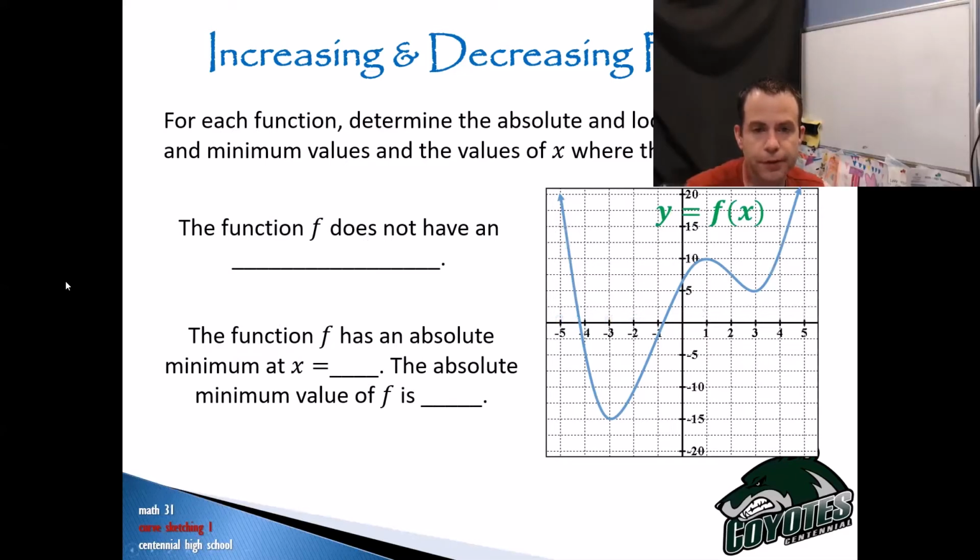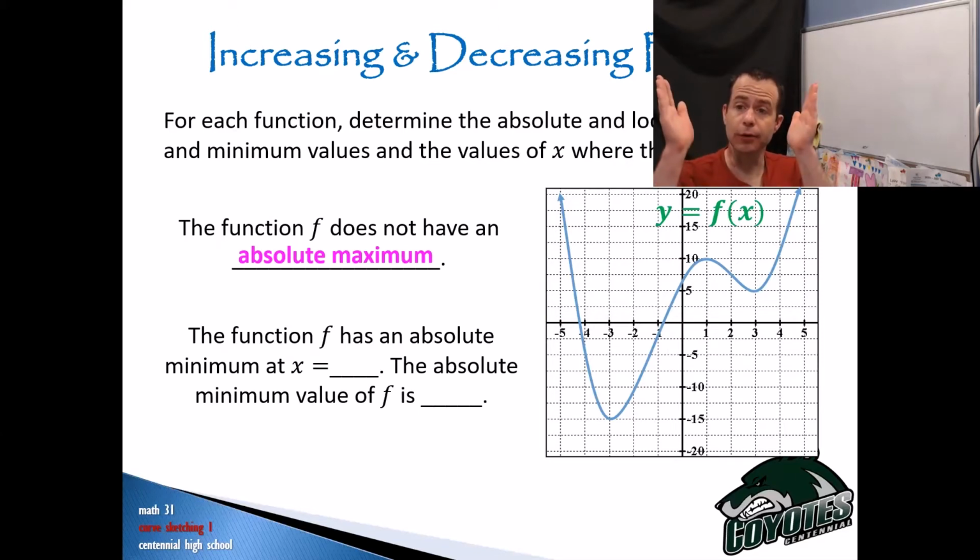So first statement, the function f does not have a maximum. It does not have an absolute maximum. It does have a local maximum, we'll talk about that one in a minute, but it does not have an absolute maximum because you see arrows on the top of this. This is going to go up forever to infinity, so there is no absolute top to it. The function f has an absolute minimum at x equals -3, and the absolute minimum value would be -15.